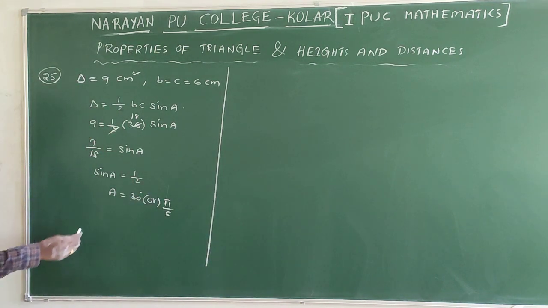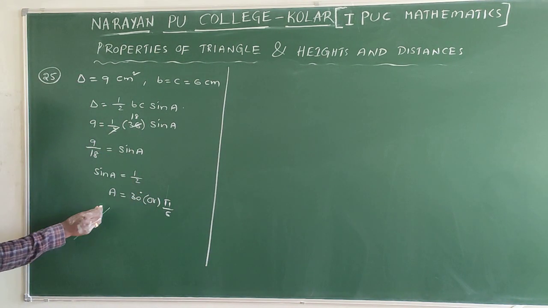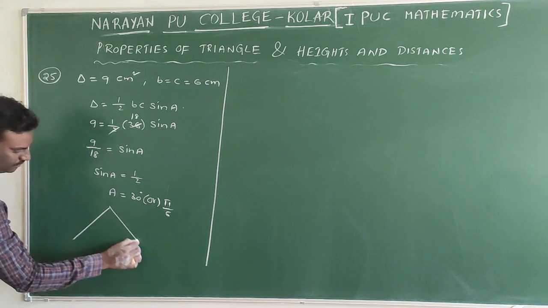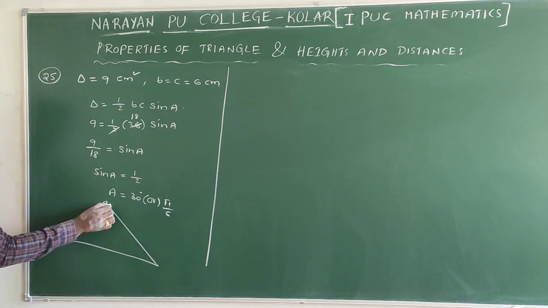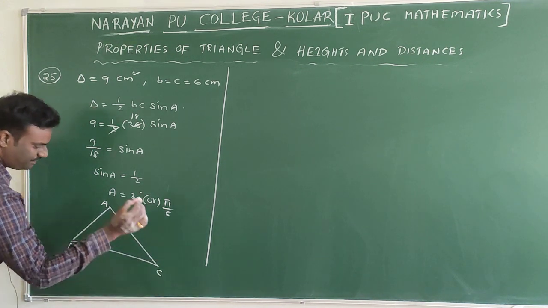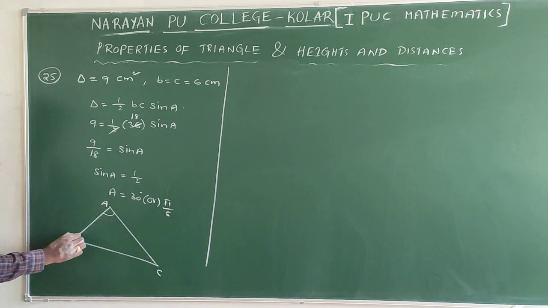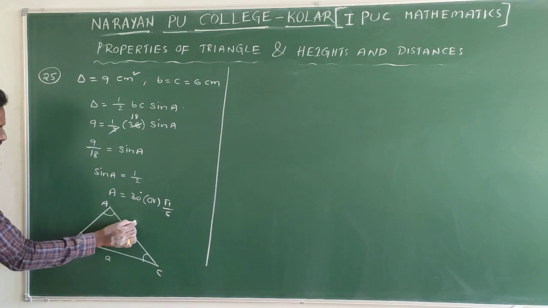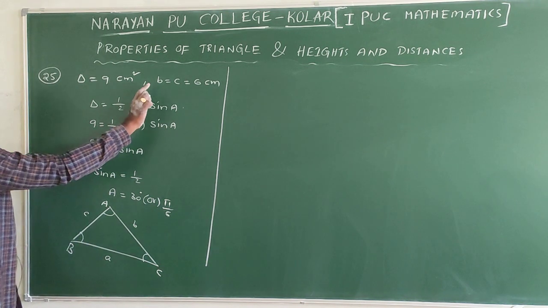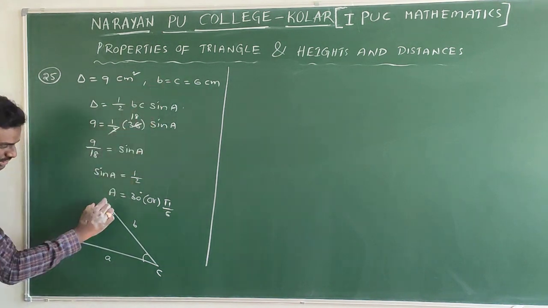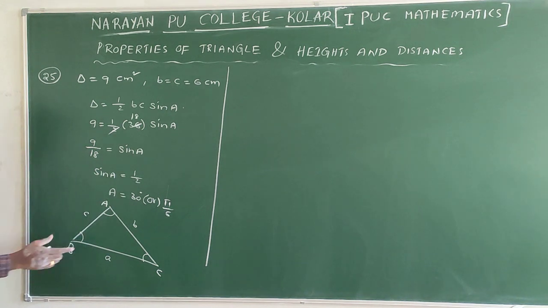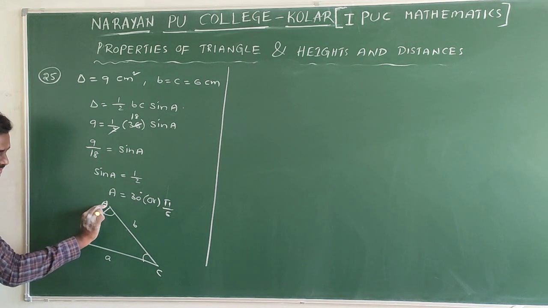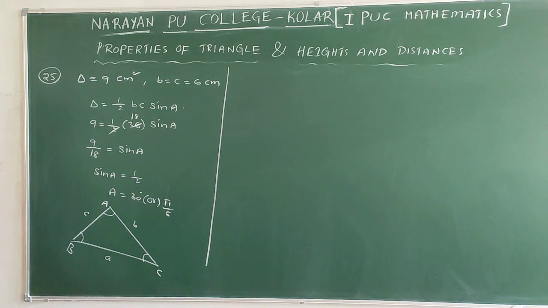First, if you draw a diagram, we require the angle between the two sides. This is angle A, this is angle B, this is angle C. This is small a, this is small b, this is small c. We require the angle between the two equal sides. So this is one side, this is another side. The angle between these two sides is angle A only. Therefore, A is 30 degrees, that is nothing but option B, the correct answer.